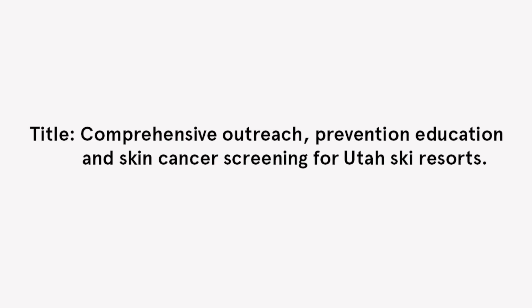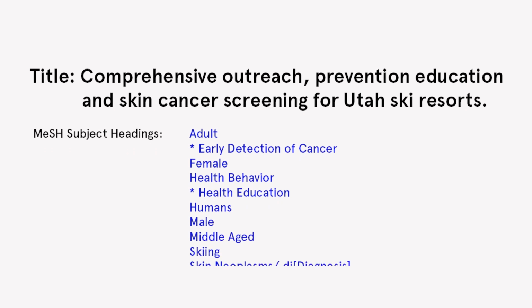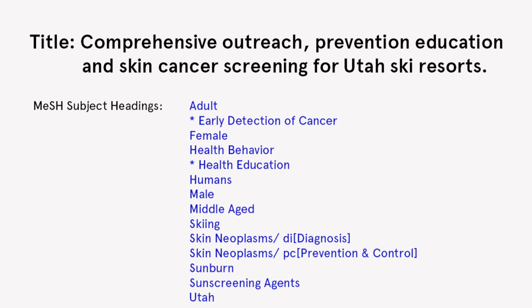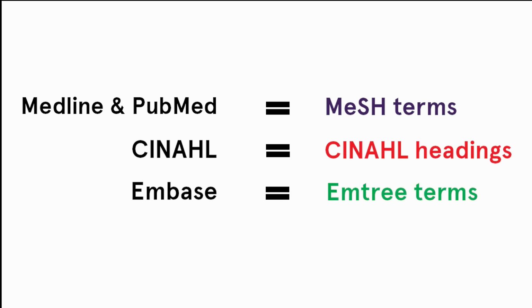Some health databases can be searched using subject headings to make it easier to find all articles about a topic. Subject headings are words or phrases assigned to articles as they're added to a database. They describe the contents of an article and make them easier to find. Articles are categorized using the most specific headings available. Databases such as Medline, PubMed, CINAHL, and Embase all use subject headings, but each uses a different set of terms to categorize content.